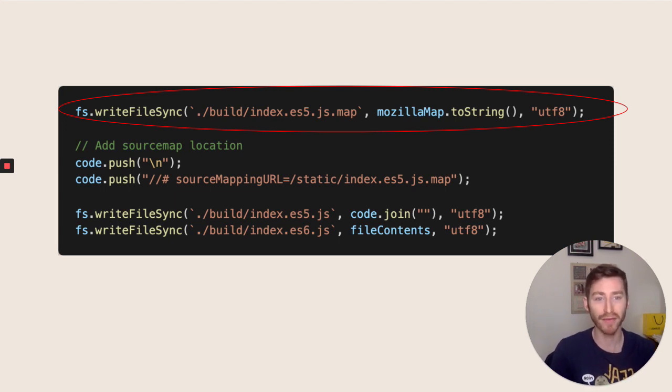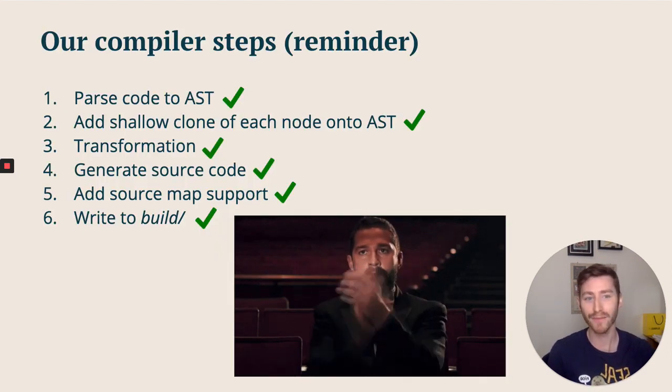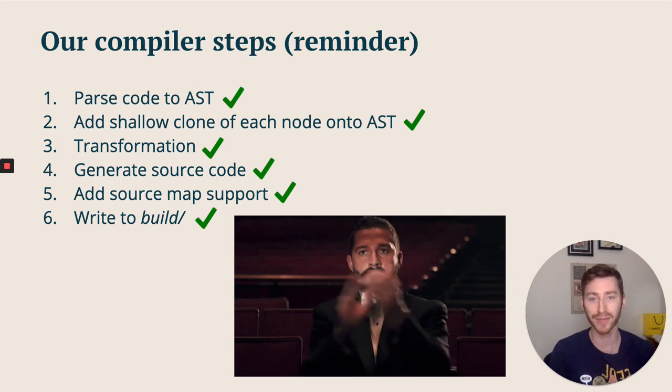Now we've got the reference to index.es5.js that we added earlier, when we added the source map location. Now the file actually exists, so that's great. So our compiler is now done. That's it for the compiler. So we've now completed all 6 steps.